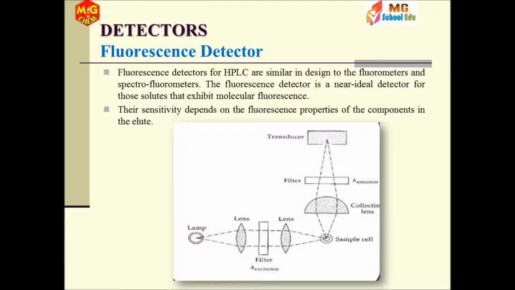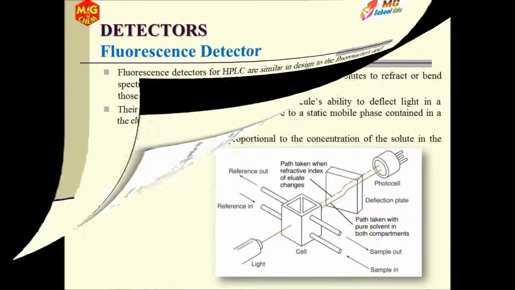Fluorescence detector. Fluorescence detectors for HPLC are similar in design to the fluorimeters and spectrofluorimeters. The fluorescence detector is a near-ideal detector for those solutes that exhibit molecular fluorescence. Their sensitivity depends on the fluorescence properties of the components in the eluent.